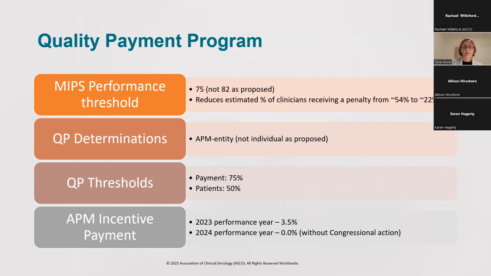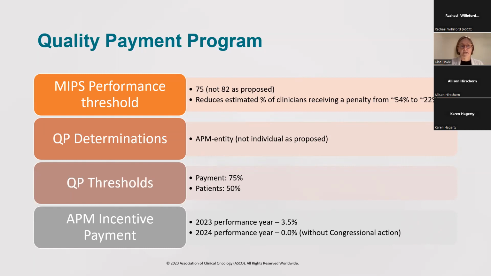The APM thresholds are set in statute, so there's nothing that CMS can do to change these. The payment threshold is 75%, so 75% of your payments must be coming through that APM, or 50% of your patients need to be enrolled in an advanced APM for you to meet that threshold.